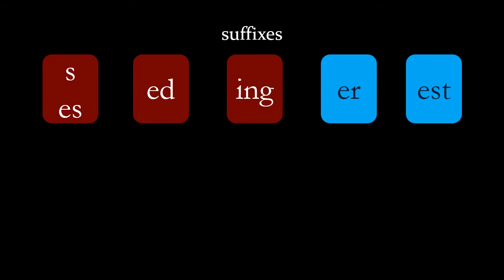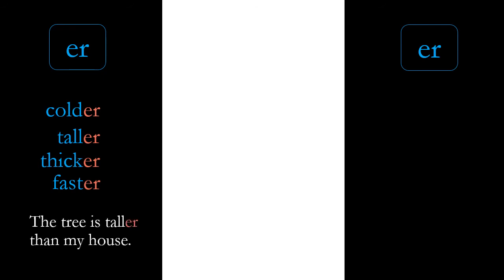ER and EST. ER is super important because it has 2 major uses, which we're going to talk about. First, let's take some base words like cold, tall, thick, and fast. If we add ER, we get this: colder, taller, thicker, faster. In a sentence like this, the tree is taller than my house.